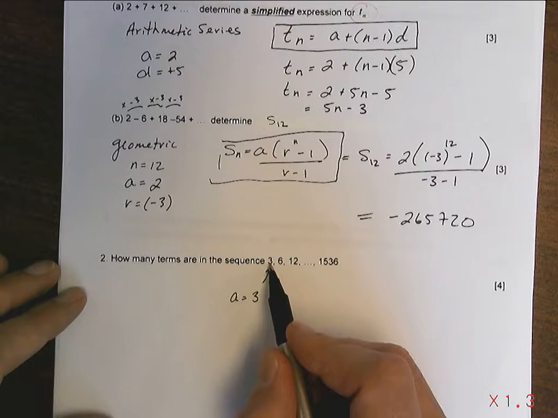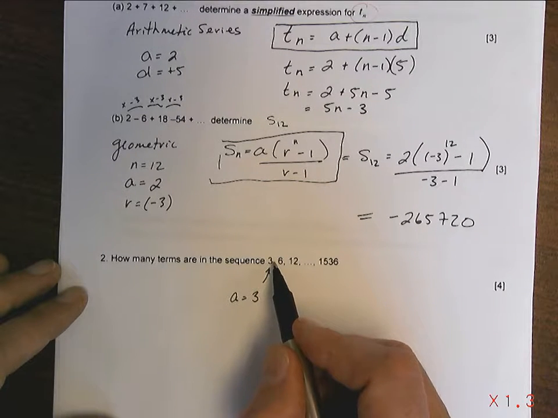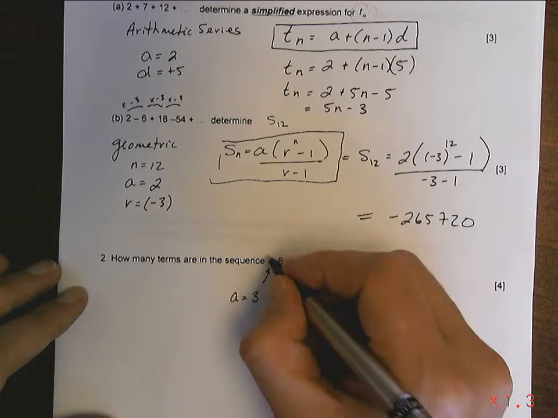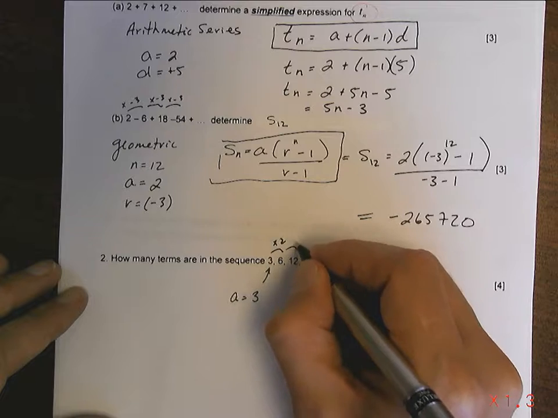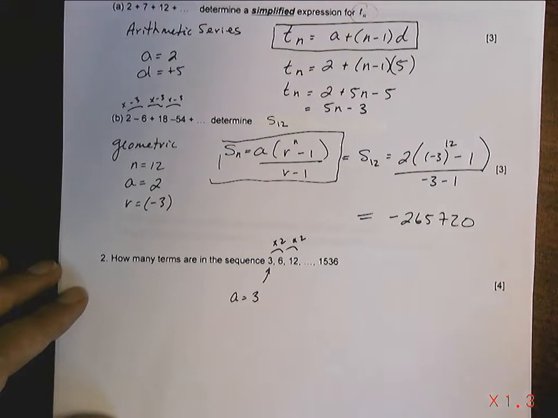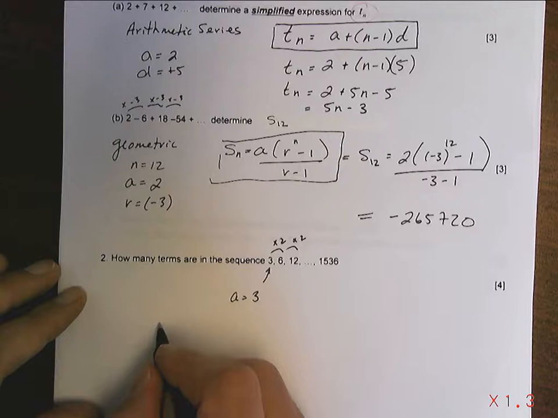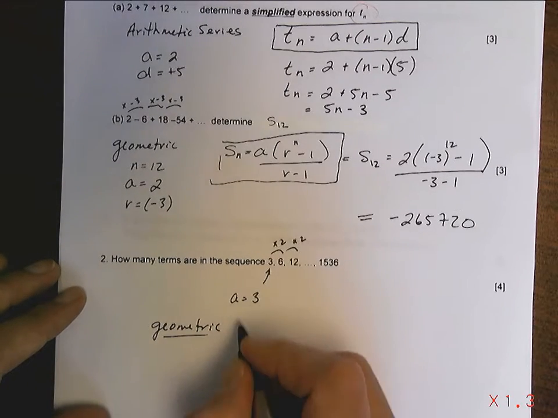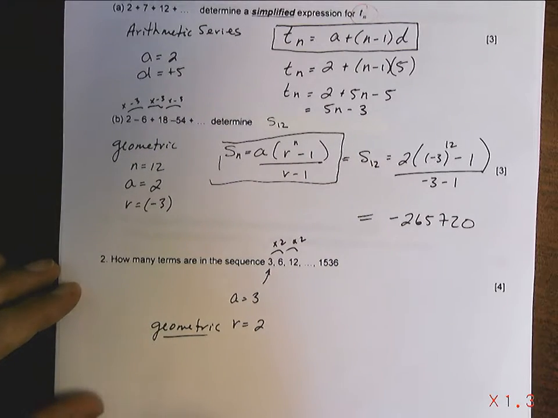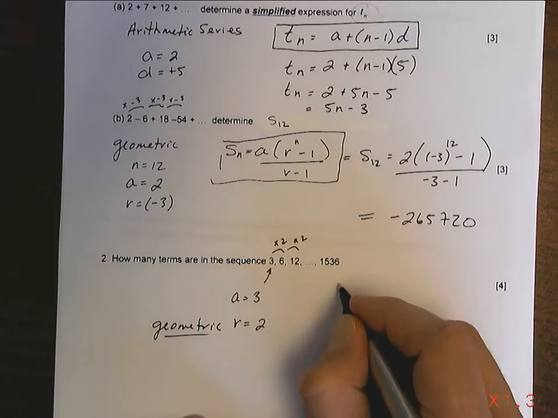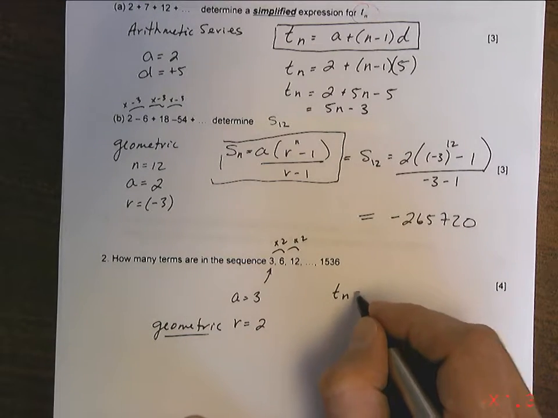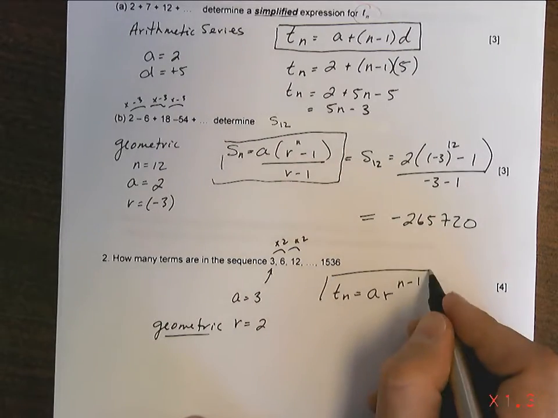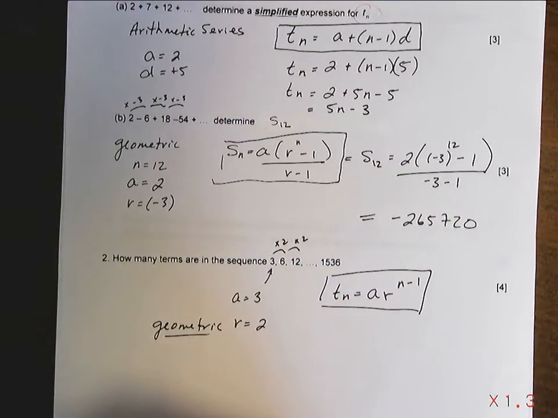Let's try arithmetic. If 3 plus 3 gives me 6, 6 plus 3 does not give me 12. So geometric seems to make a lot more sense. We're going to multiply by 2. So we're looking at a geometric sequence with the common ratio being 2. All right, so there is a formula for T sub n of a geometric: a r to the n minus 1. Use the wrong formula, everything else is going to be wrong.